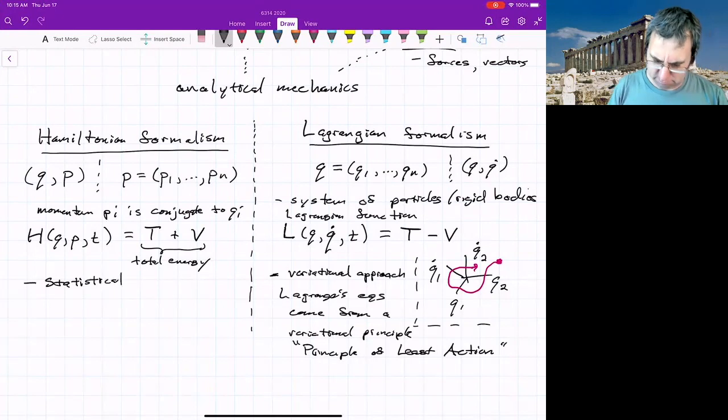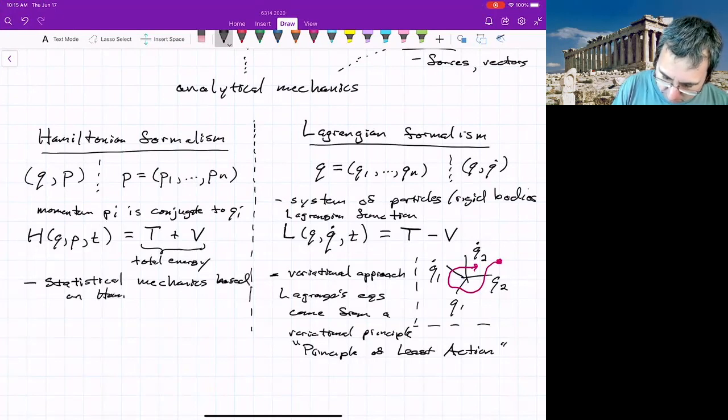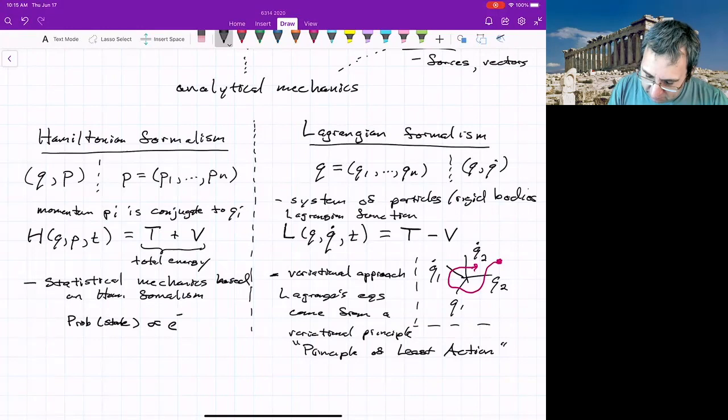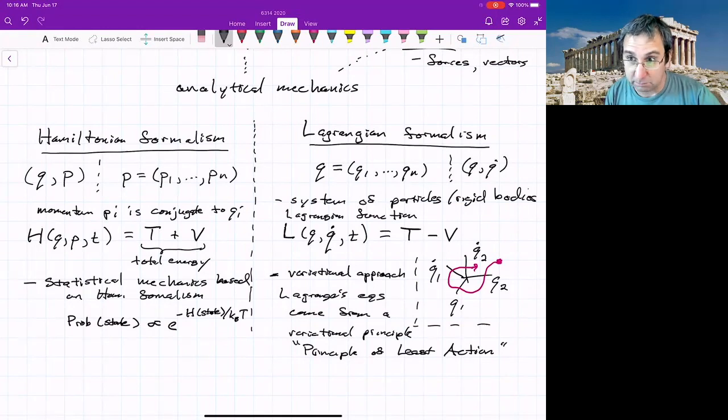Statistical mechanics is based on the Hamiltonian formalism. If you don't know what I mean, like thermodynamics, ideal gas laws, things like that. So statistical physics involves probabilities of states, and the probability of a state is always, this symbol just means proportional to, proportional to the exponent of negative H, the Hamiltonian of that state, divided by Boltzmann's constant times temperature, which also has units of energy. So if you do anything with statistical physics, thermodynamics, it's based on the Hamiltonian formalism.